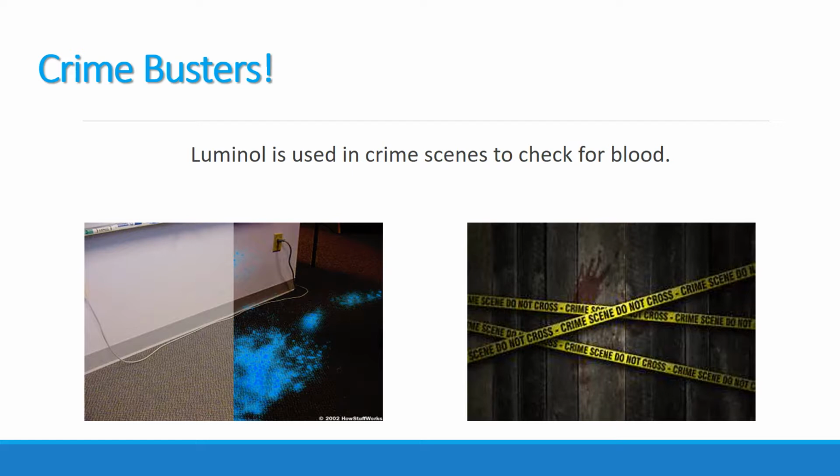Chemiluminescence reactions can also be seen in human practice. For example, the synthesized molecule luminol, which was mentioned at the beginning of this video, is used in crime scenes to check for blood. Crime scene investigators will start with a mixture of luminol and hydrogen peroxide, which they will then spray around the area. The iron in the blood catalyzes the oxidation of luminol by the hydrogen peroxide, emitting blue light.